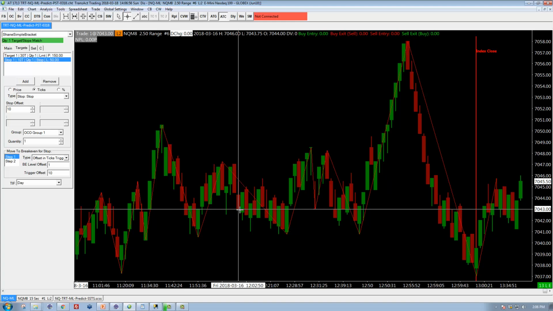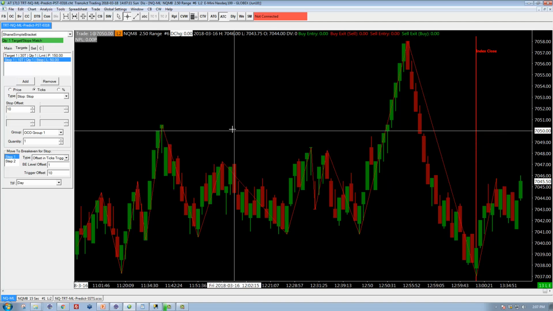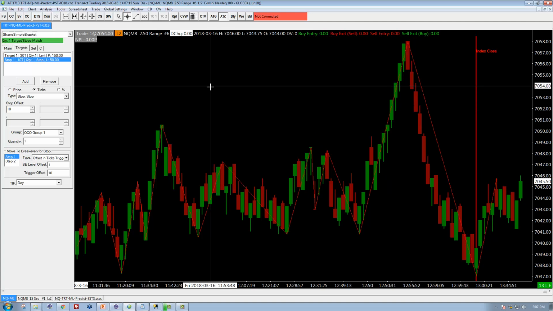Sierra Chart is up. Okay, and what we have to do now is tell it that yes, I want to auto trade. So let's check a couple things first to make sure that it's set correctly. And then we need to go through a little checklist to make sure that you've got everything set up correctly.